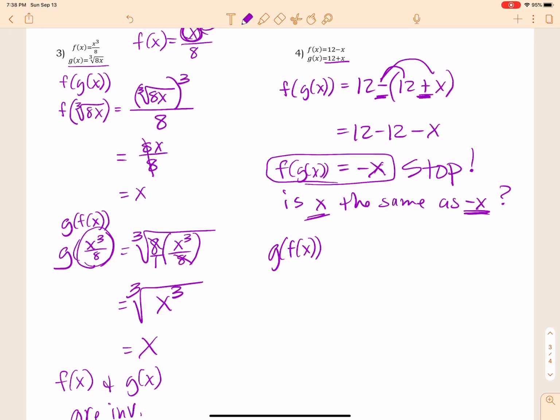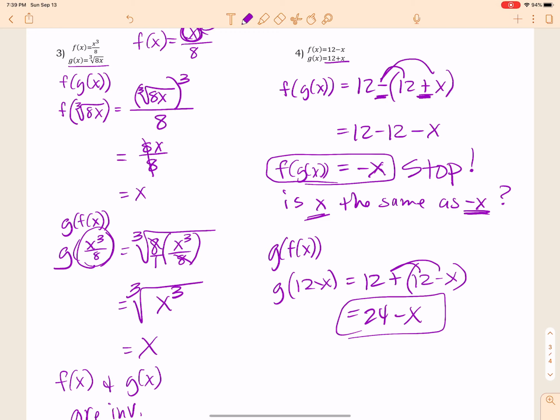G of f of x. So if I were going to find g of f of x, well, g of x is 12 plus x. I'm replacing that with 12 minus x. Well, here you get 12 plus 12, because when you distribute a positive, nothing changes. 12 plus 12 is 24 minus x. Again, is that equal to x?